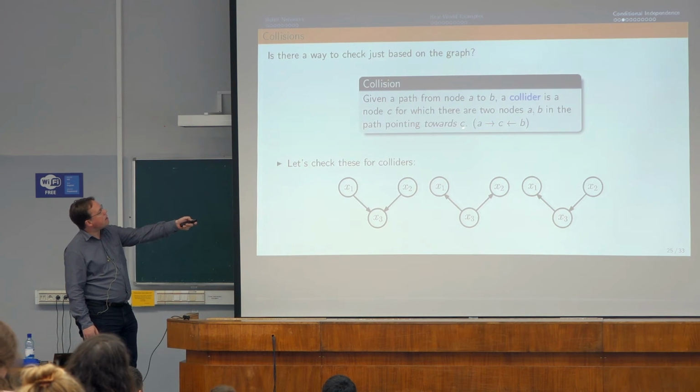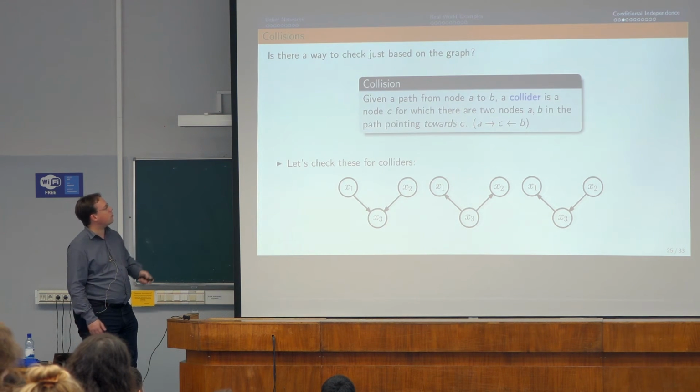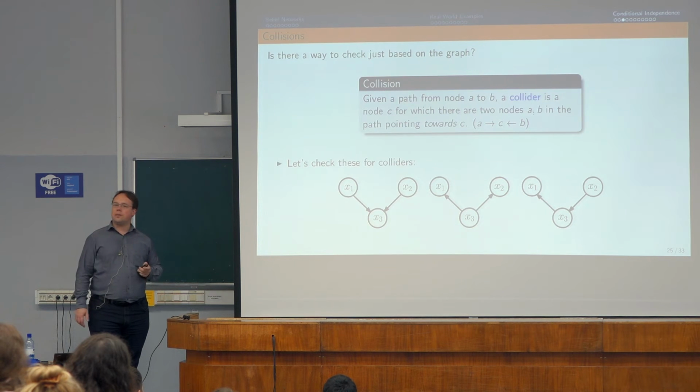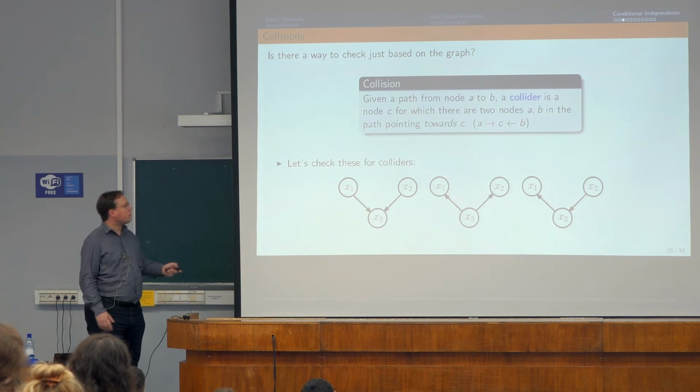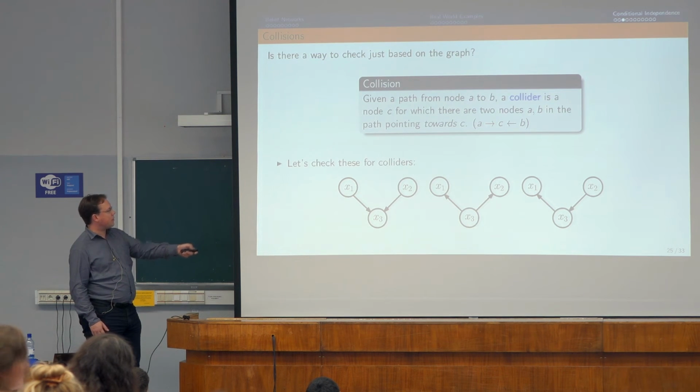You start at A, you move around your graph, you arrive at B. If at some point in between there is a variable C that has arrows coming in from both sides, that's called a collider. Okay? Just the names. So let's check these 3 graphs for colliders.